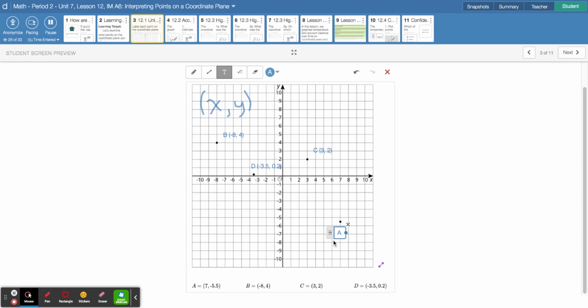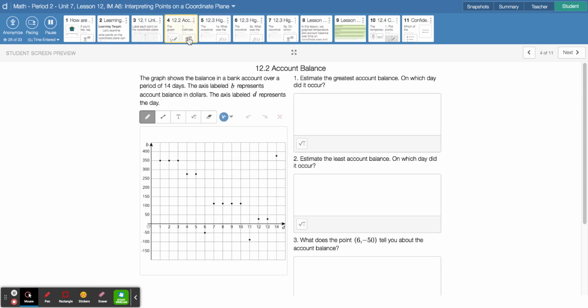Here it should be at (7, -5.5), and looking at what I see here, I do have it going to the right first to get to 7, and I am going down, so I do have a negative, and it has -1, -2, -3, -4, -5, and I see there is half more before I get to -6, so -5.5. There are my 4 points here. Moving on to slide 4, we are now looking at account balances, okay?